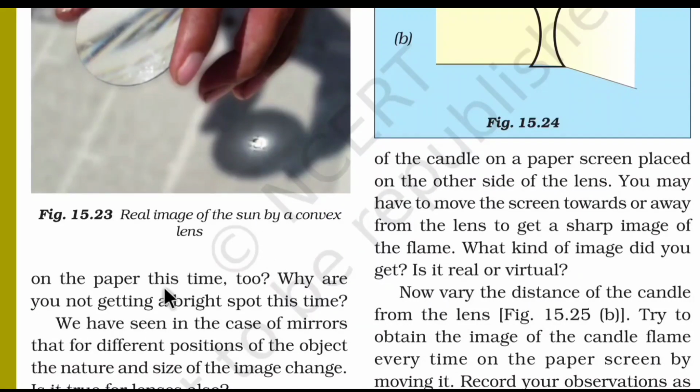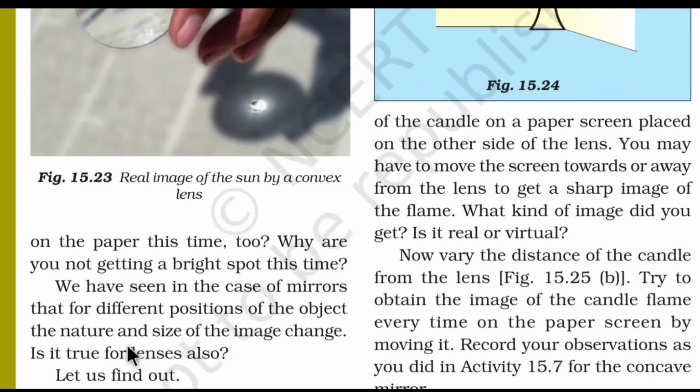So that's why the answer to why we are not getting the bright spot this time is: because the concave lens is a diverging lens. It diverges the rays, so they will not be able to meet at a particular point, and the image will not be formed really. We have seen in the case of mirrors that for different positions of the object, the nature and size of the image change.